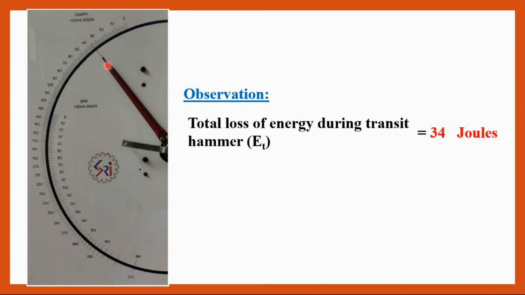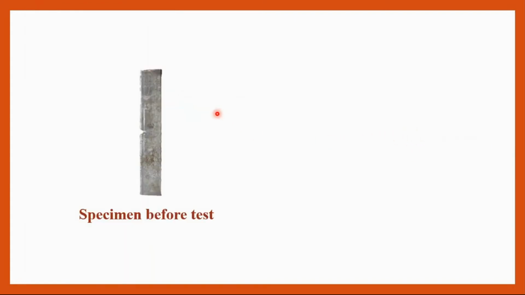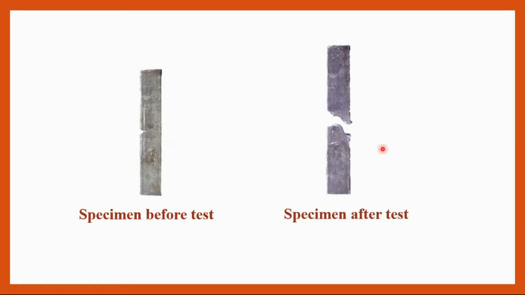We need to consider the minimum value, which is 2 joules. That's why I will consider the lower value. So I got the total loss of energy during the transit of the hammer as 34 joules. Now I will move on to the specimen. The specimen before the test is like this. Here is the specimen after the failure, after absorbing the energy. The failure looks like this.